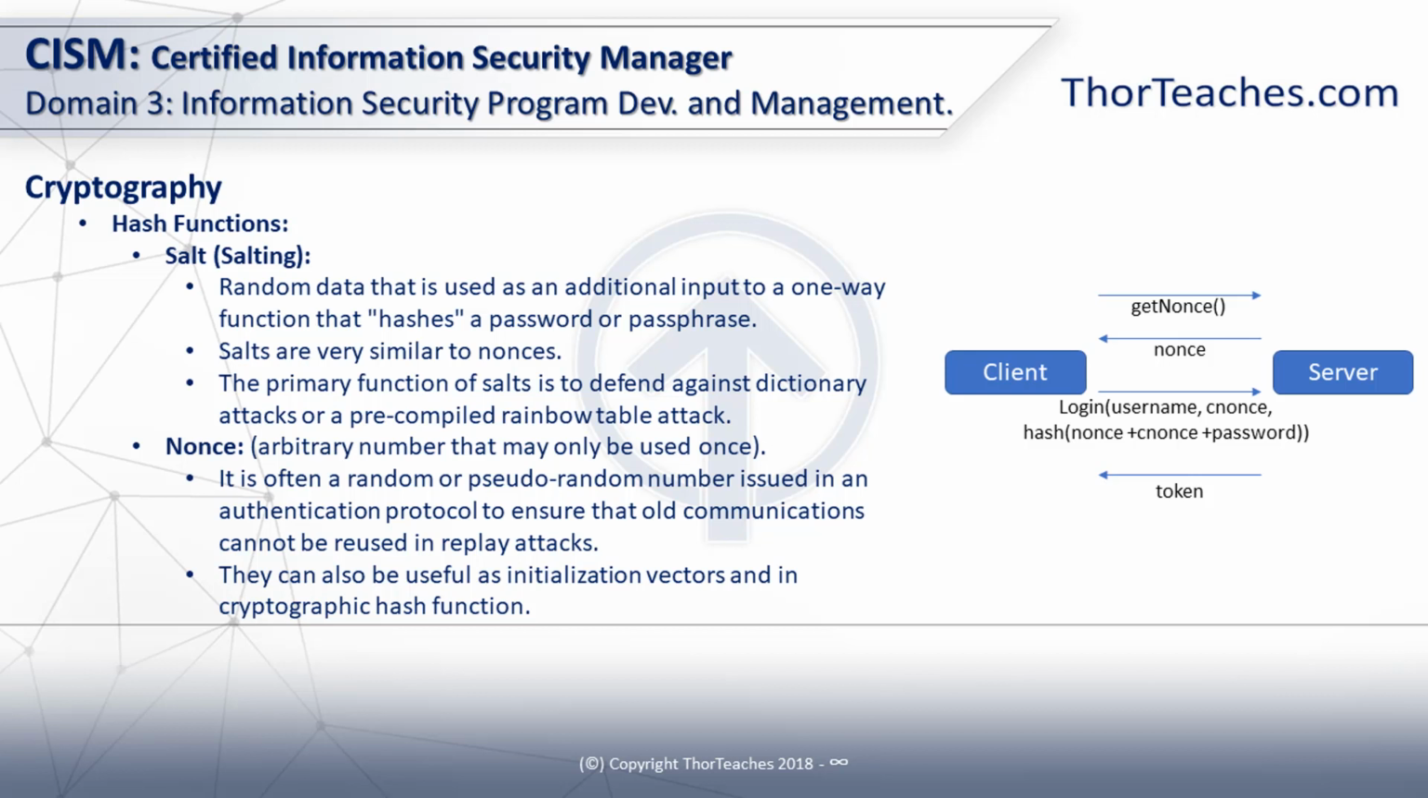In the example on the right, a client needs to authenticate. It sends a get nonce request to the server. The server sends it a nonce. The client then replies back with a login, which consists of the username, a client nonce, and then the hash of the nonce, the client nonce, and the password. The server then compares all that to its own hashes using the same nonces. If they match, the server grants you a token and allows you to log in.